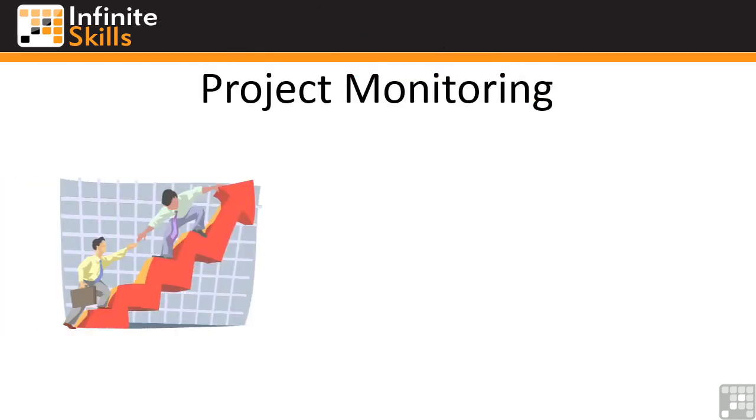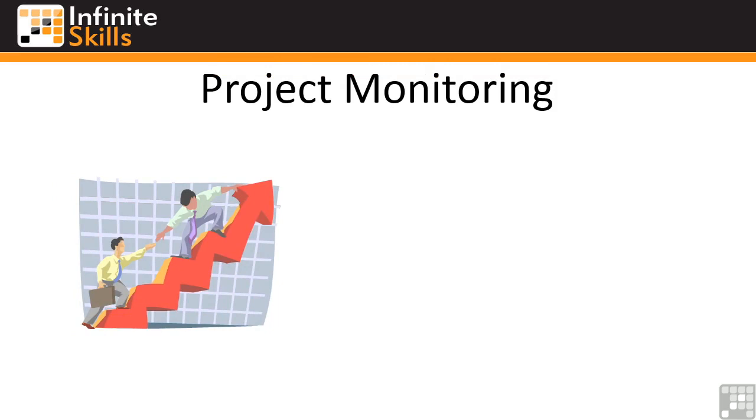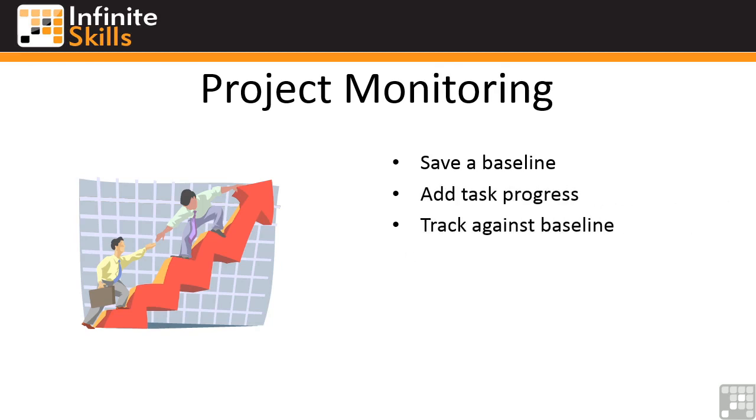Once the project is underway, we can use the same file, so Microsoft Project 2013 can be used to monitor your progression through the project by firstly saving a baseline. The baseline effectively is a snapshot at a moment in time that says this is our plan and this is the plan we want to measure ourselves against. We can then add in task progress as it occurs and track ourselves against that baseline at all times. There are a number of pre-built reports, and you can even build your own reports now to help monitor that progression. And inevitably, you will need to reschedule as you go.